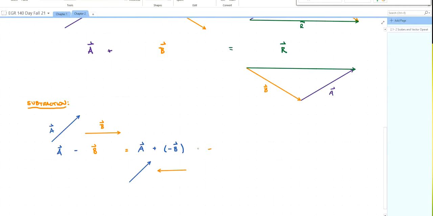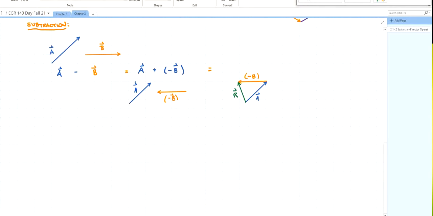So the resultant then is putting the two together this way. So again, this is minus B, put it in parentheses, A, so that results in A minus B equals our resultant vector.